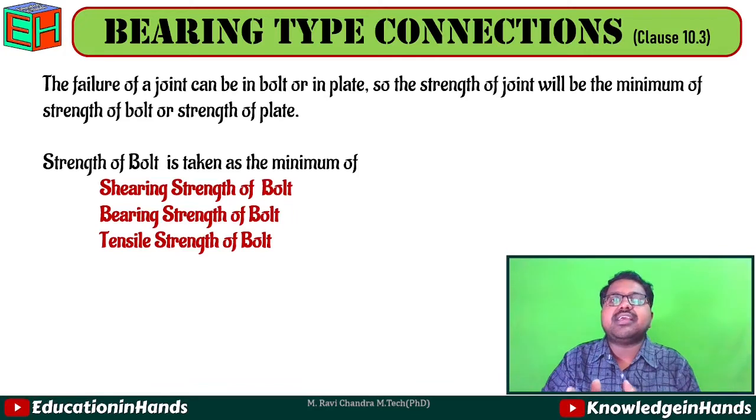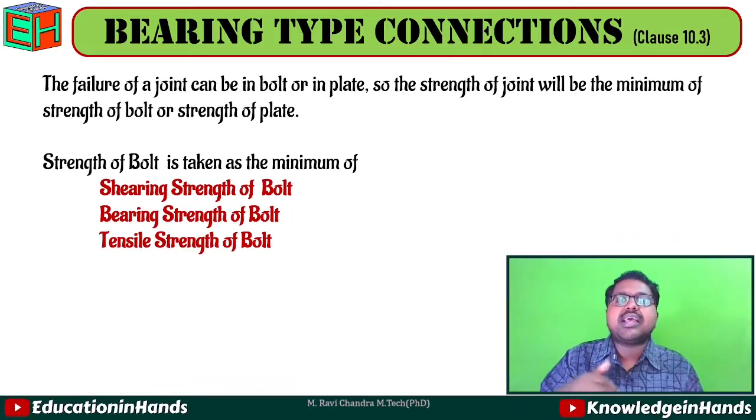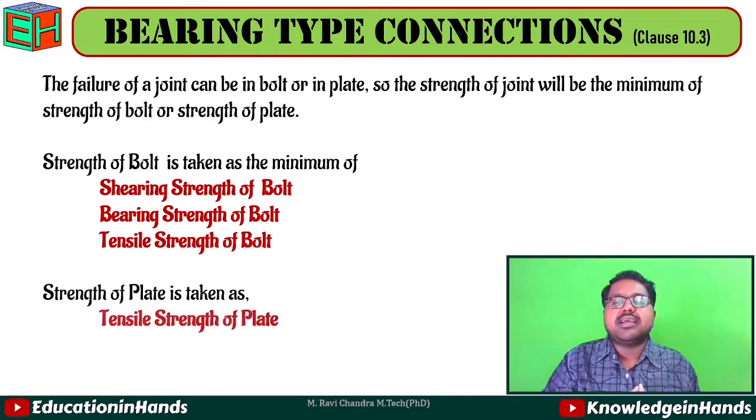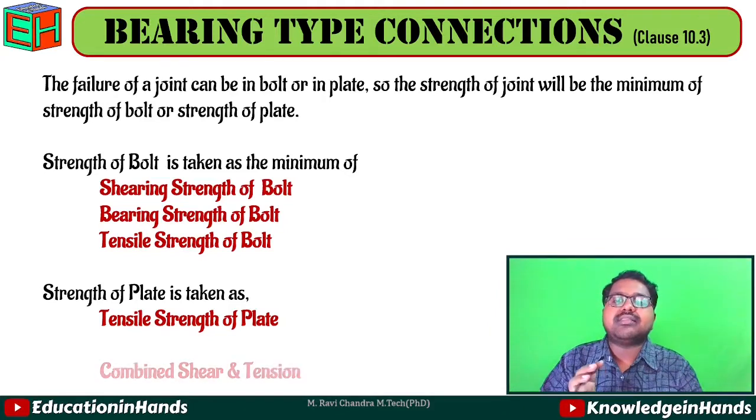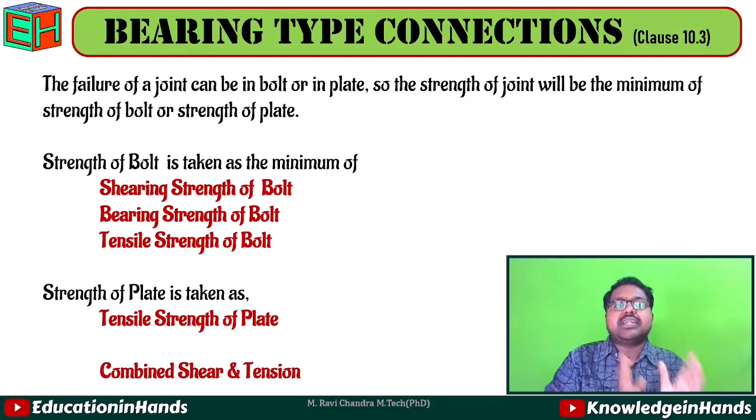Out of these three, the minimum will be taken as the strength of bolt, and then the strength of plate will be taken as the tensile strength of plate. So whatever the tensile strength of plate is exhibiting, we will take it as the strength of plate. And along with these four, we need to consider the effect of combined shear and tension.